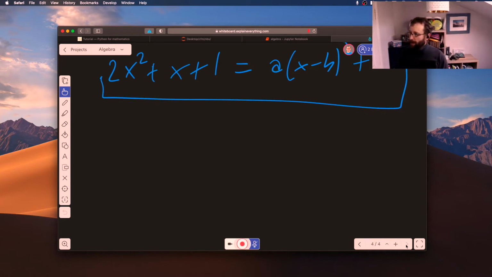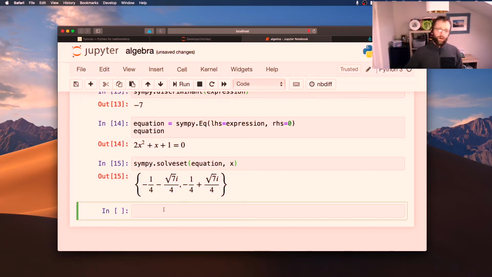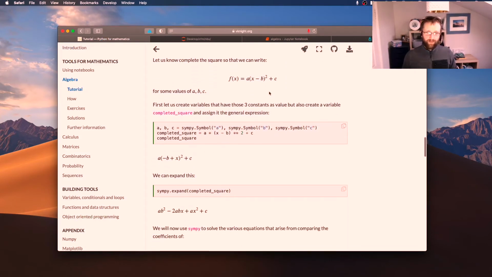And what we're going to do mathematically is just take our equation and expand this. So we're going to have ax squared plus some other stuff. And we're going to let SymPy do that. And then know that our coefficients have to match up on either side. So we're going to go ahead and do that now. And so the first thing we're going to do is create a new expression, completed square. That's just following down these steps here, which is going to be a times x minus b squared plus c.